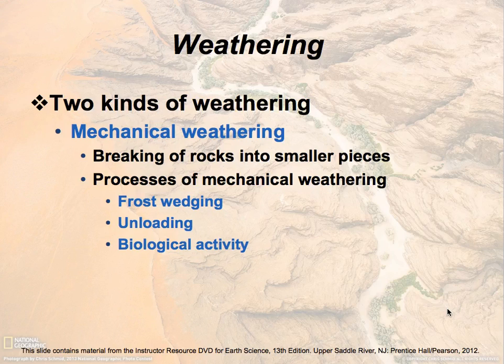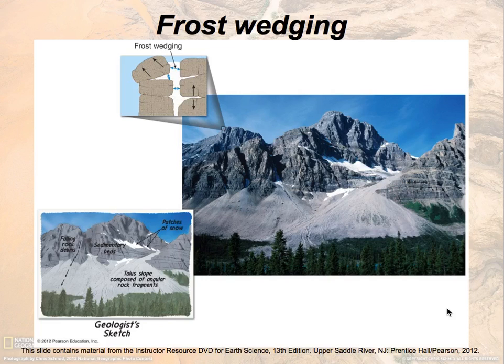Different processes can cause mechanical weathering. Frost wedging, tectonic unloading, and biological activity are three of those processes. This is an example of frost wedging. And frost wedging is caused by an interesting property of water. Water is a pretty amazing molecule, and we'll be encountering water throughout this entire course. But one of the interesting properties of water is its density.